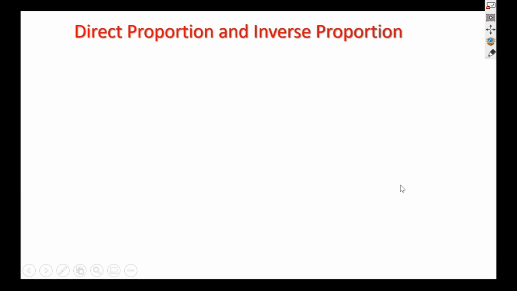Dear students, we are entering into a new chapter. The name of the chapter is Direct Proportion and Inverse Proportion. Previous year you have studied how to compare two numbers and write them in the form of a ratio. This is a continuation of that, where you will be developing the concept of direct variation, direct proportion, or inverse proportion or inverse variation.